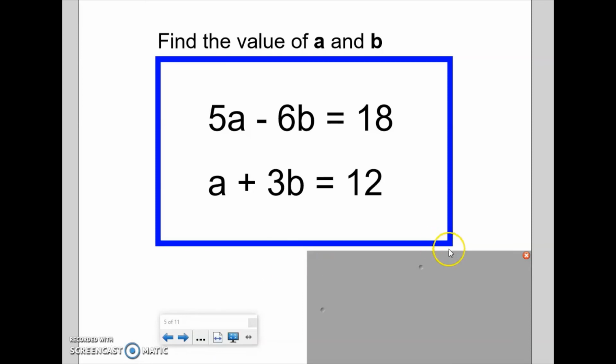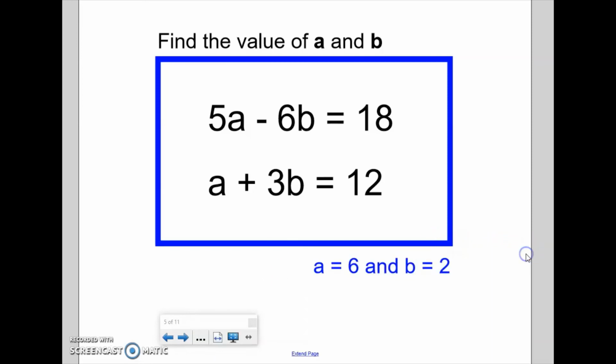Okay, welcome back. The solution to this question is a equals 6 and b equaling 2. One way of approaching the question is to multiply the second line by 2, but because we're dealing with a negative 6b up here, you would need to add your algebraic lines together.